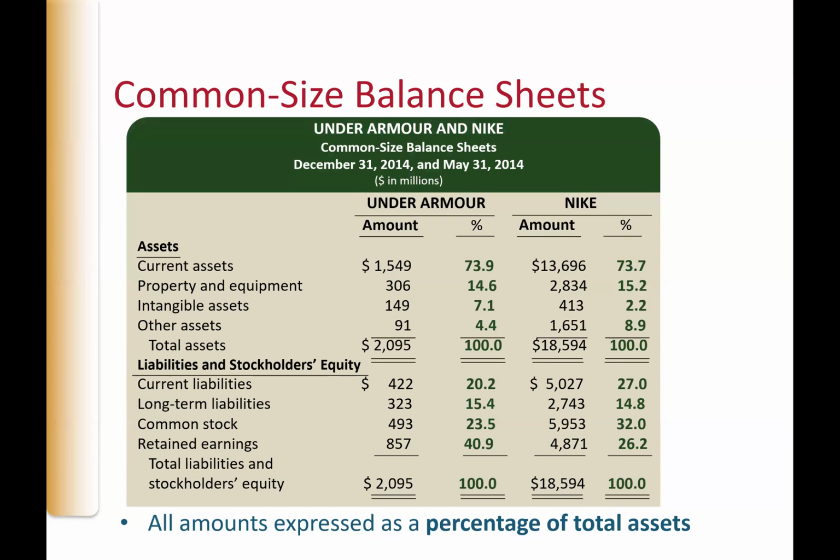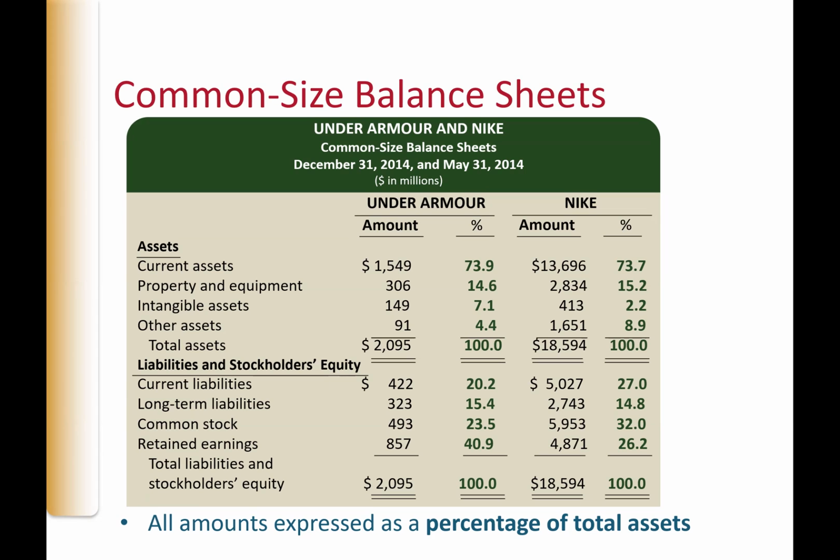So as far as assets go, their current assets are sitting at 73%. Their liabilities, that's a big one. Under Armour's current liabilities are at 20%, whereas Nike's are sitting at 27%. Nike's common stock, it's a larger company. They've got more common stock, where Under Armour, to me, their retained earnings, they've held on to it. They're not paying out the dividends that Nike possibly has paid out.